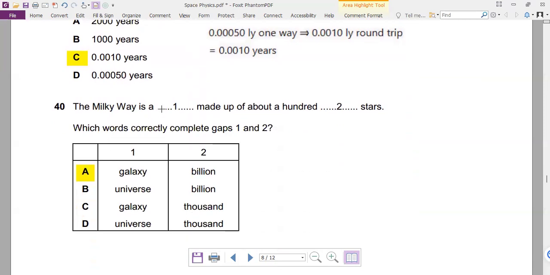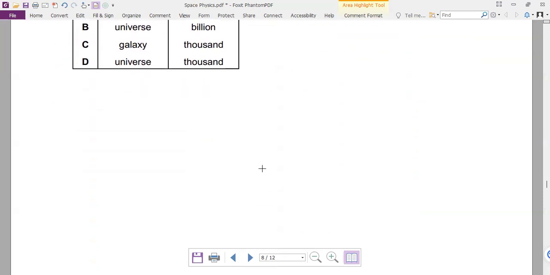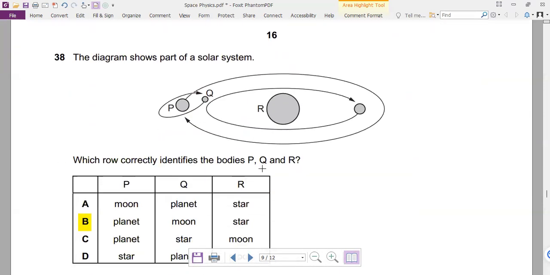The Milky Way is a galaxy and it has 100 billion stars. We know this from our knowledge. So what is PQR? R is definitely a star, E is a planet, and Q is a moon. Planet, moon, star.